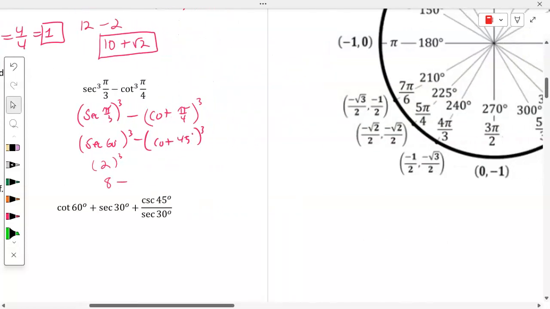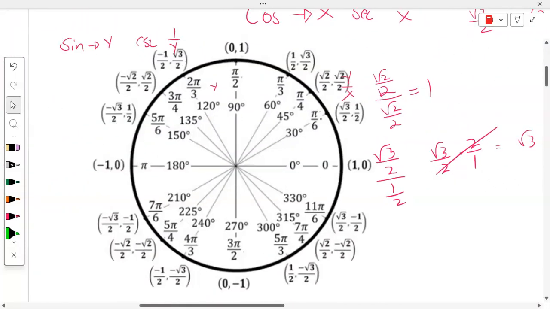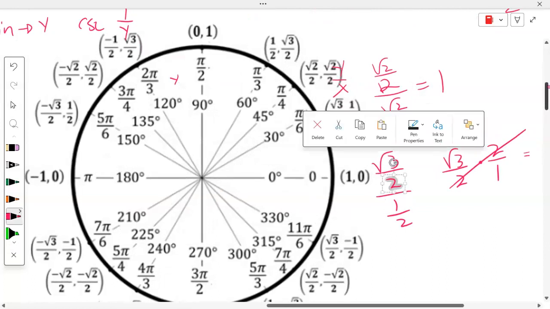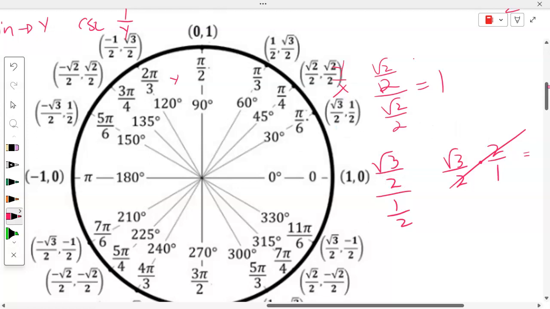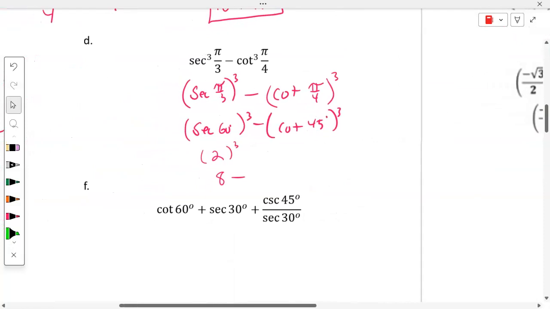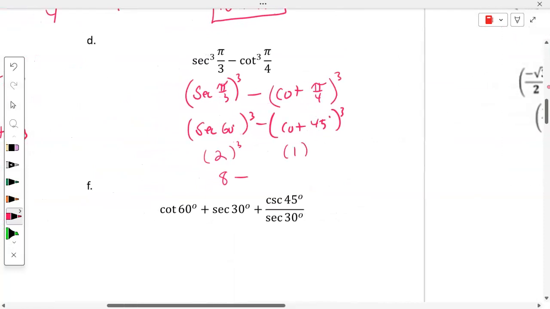The cotangent of 45. Well, I'm thinking we're going to get 1, but let's just be sure. Cotangent, remember, is the flip of tangent. Tangent would be root 2 over 2 over itself, which becomes 1. So cotangent would be the same thing, root 2 over 2 divided by the other one, and we end up getting 1. Thankfully, it's a nice, pretty answer. We end up with 1 to the third power, which is just 1. So I think our final answer is 7.